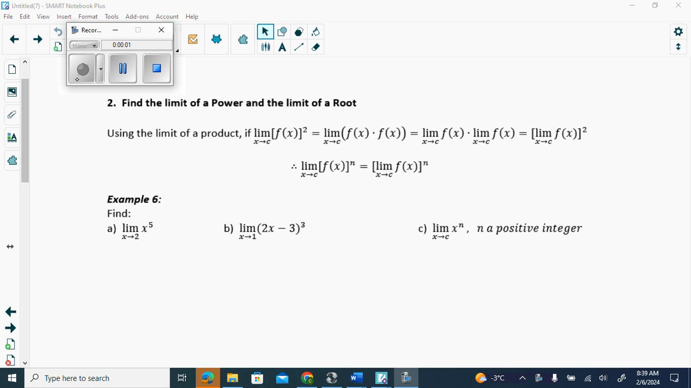Find the limit of a power and the limit of a root. So using the limit of a product, if the limit as x approaches c of f of x squared, you could write it out twice or 5 times or however many, and then you could separate it by multiplication. And you could put the squared completely outside. Same thing as you're able to put the radical completely outside.